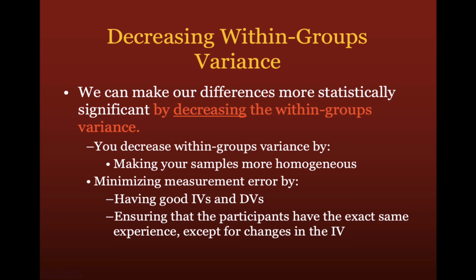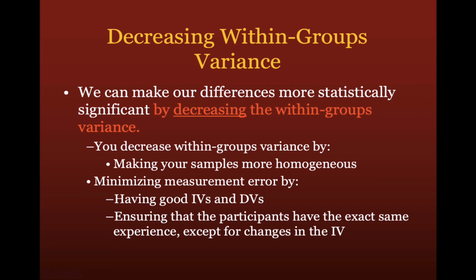So you don't want to give people a test and some of them are like eighth graders and some of them are second graders and some of them are college students, because you're going to get a lot of variability in people's ability. What you want to get is a sample of people who have relatively the same level of ability, and that will reduce your within group variance.